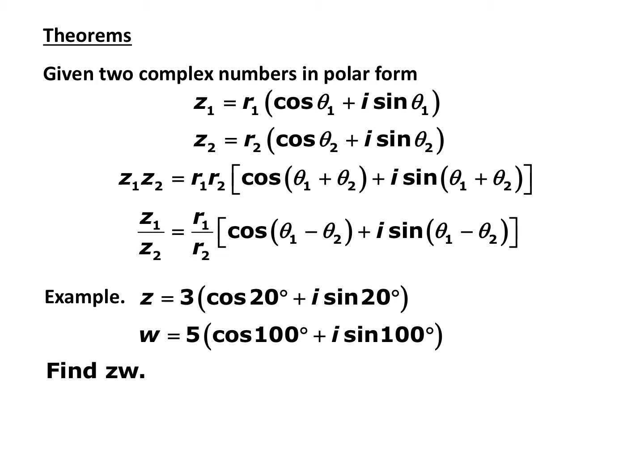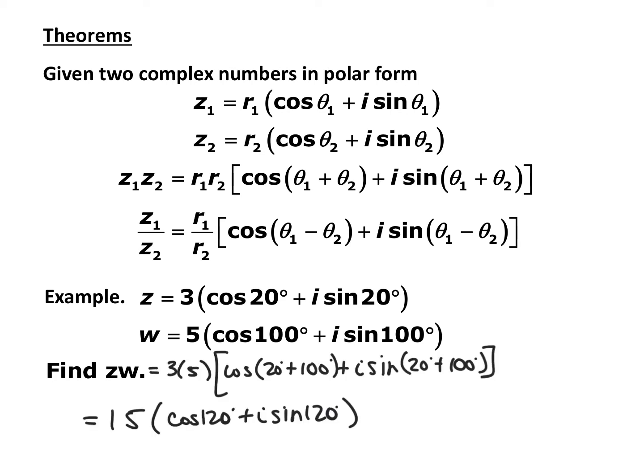So given these two complex numbers, z equals 3 times cosine 20 degrees plus i sine 20 degrees, and w equals 5 cosine 100 degrees plus i sine 100 degrees, find z times w. So if I multiply them together, I'm going to multiply the radii together, so 3 times 5 is 15, and then I'm going to add the angles. 20 plus 100 is 120 degrees. So when you multiply the radii, add the angles. When you divide the radii, subtract the angles.